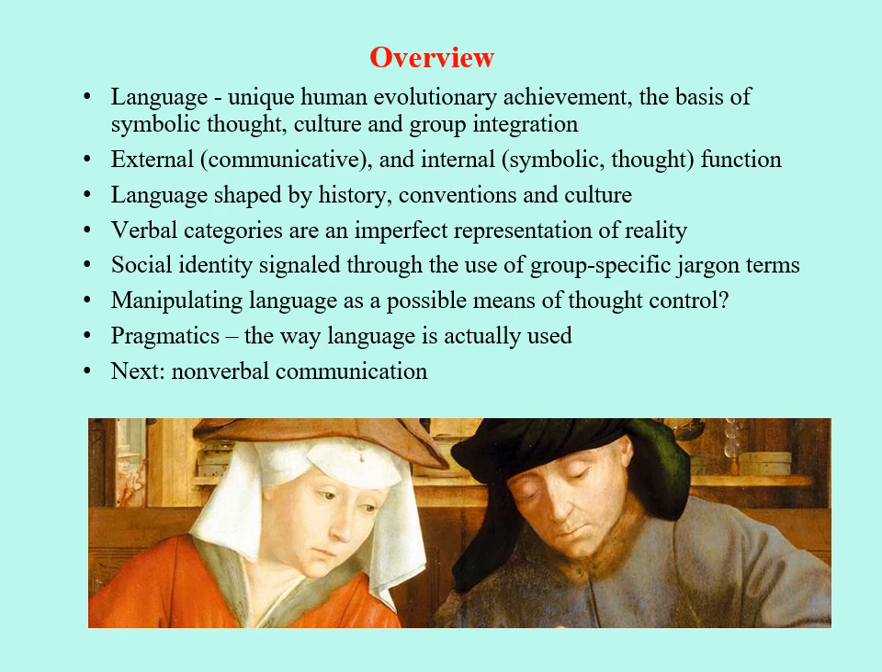So just to summarize, in this lecture, we looked at social communication and especially focused on language or verbal communication. We have seen that language is a unique human evolutionary achievement and the basis of all symbolic thought, culture, and group integration. We have also seen that language has a dual function, an external communication function and an internal symbolic and thought function. Language and the categories we use are partly shaped by history, conventions, and culture, and so the verbal categories we have are not a perfect representation of universal reality.